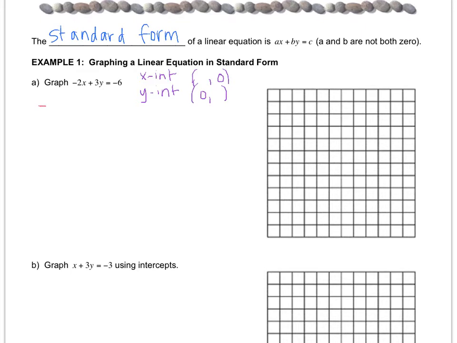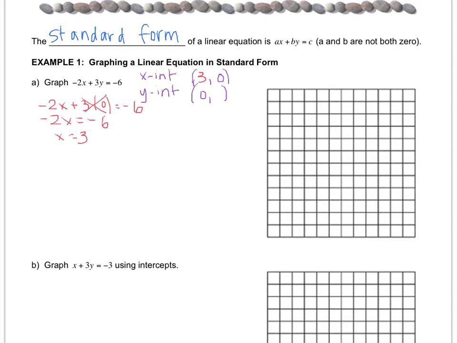So I'm going to plug a 0 into the spot for y. So negative 2x plus 3 times 0 equals negative 6. Now the beauty of plugging in 0 is that this whole piece right here cancels out, and you just have negative 2x equals negative 6. And so obviously then that means that x equals 3. So my x-intercept is (3, 0).